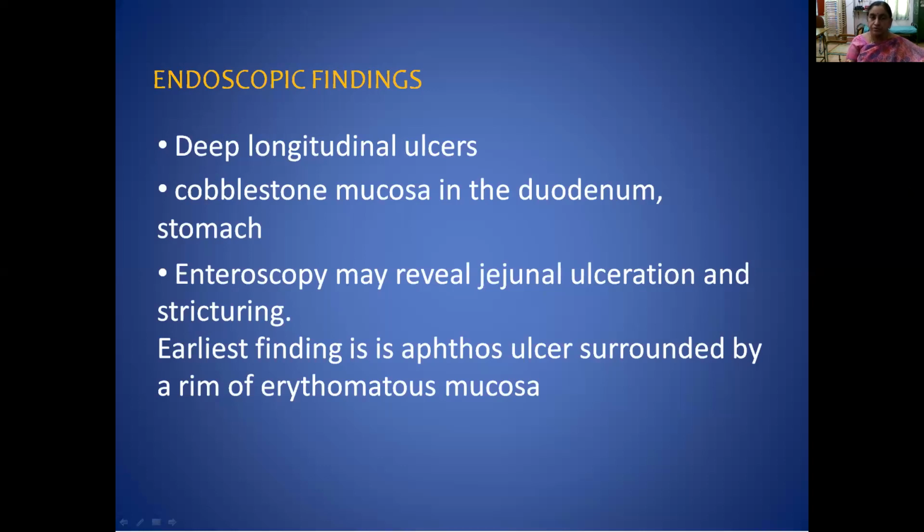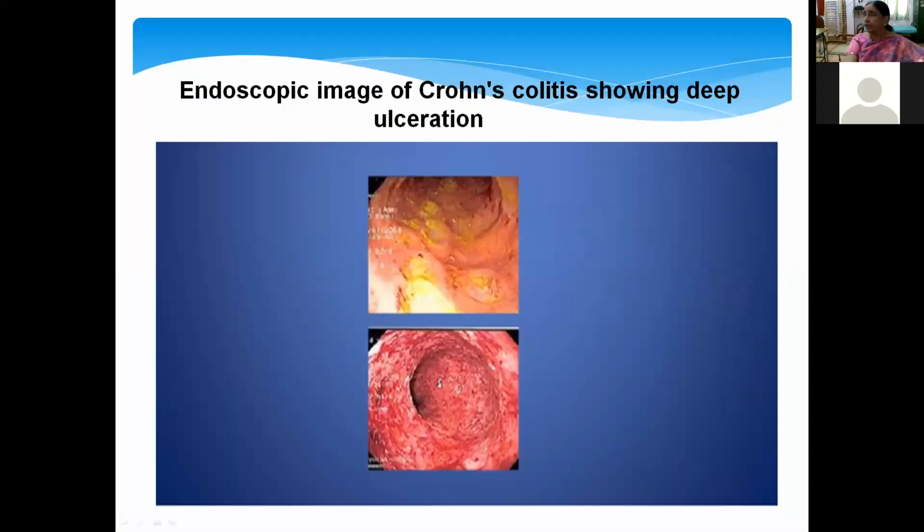Sometimes enteroscopy may reveal jejunal ulcerations. The jejunum is also involved sometimes. You will be able to see the ulceration, and the earliest finding is, as I told you, aphthous ulcers surrounded by a rim of edematous mucosa. Next, coming to the endoscopic image of Crohn's disease showing deep ulcerations, you can see it below.